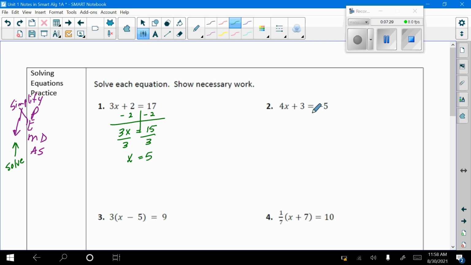Over on the next one, I'm going to put my line down the middle. I need to undo this adding 3, so minus 3 from both sides, and I get 4x is equal to negative 8, and divide by 4 on both sides, so x is equal to negative 2.